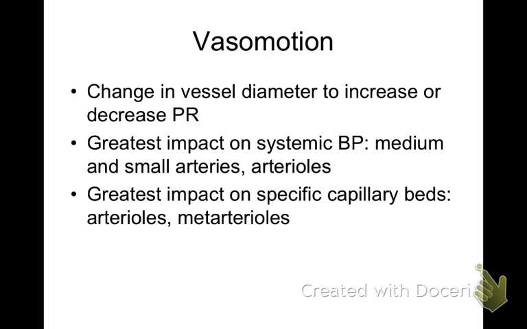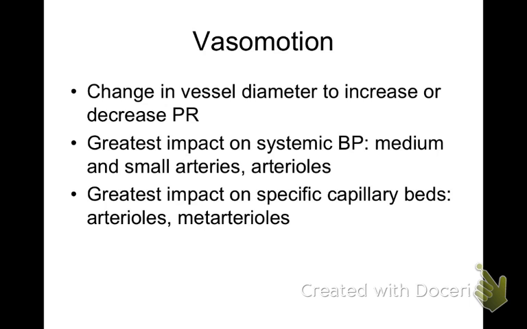All right, here's a term you need to know, and it gets confusing sometimes because we're going to use some terms that sound alike in different ways. Vasomotion is that change in vessel diameter to increase or decrease peripheral resistance. And we refer to the nerves that do that as the vasomotor nerves, and the part of the brain that controls vasomotion is the vasomotor center.